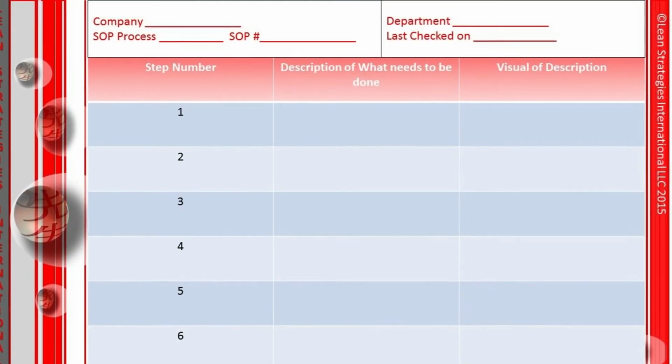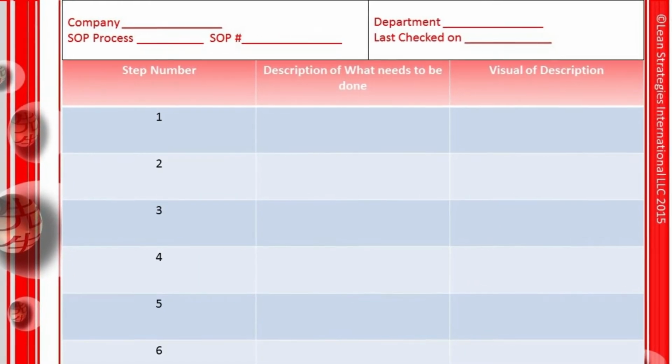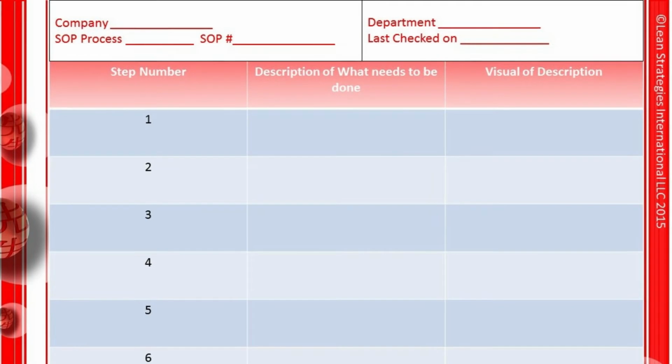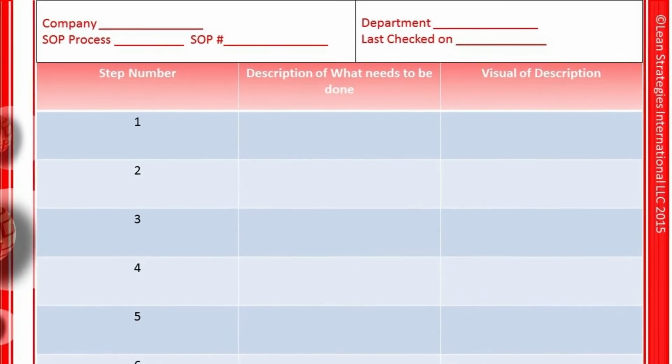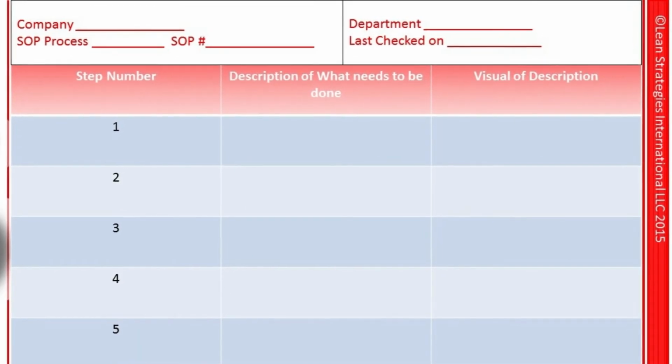Documenting a standard work sequence or the steps needed helps ensure that times are consistent, quality is consistent, safety is present, and the end result is as consistent as possible. You now know what a work sequence is.